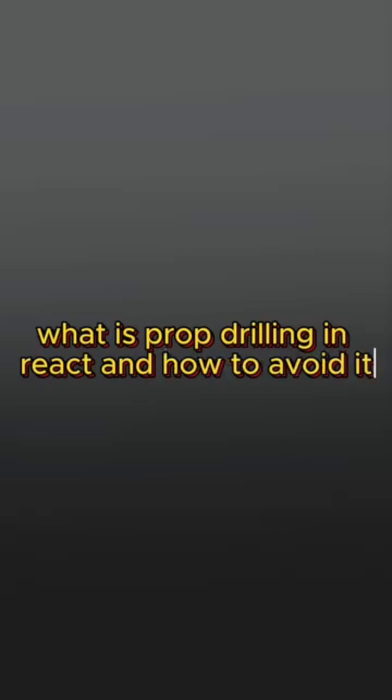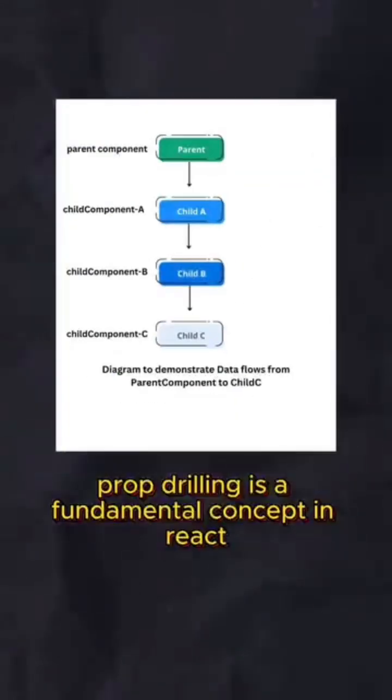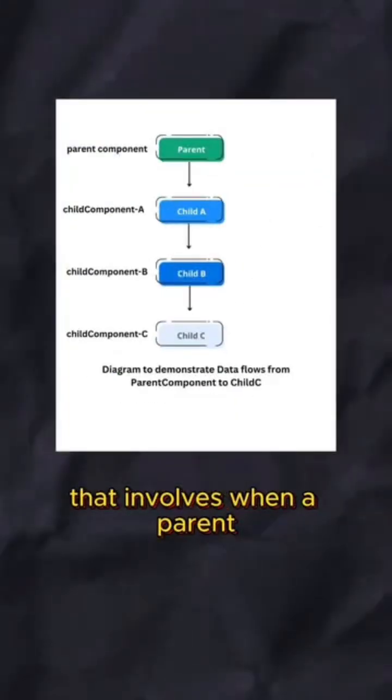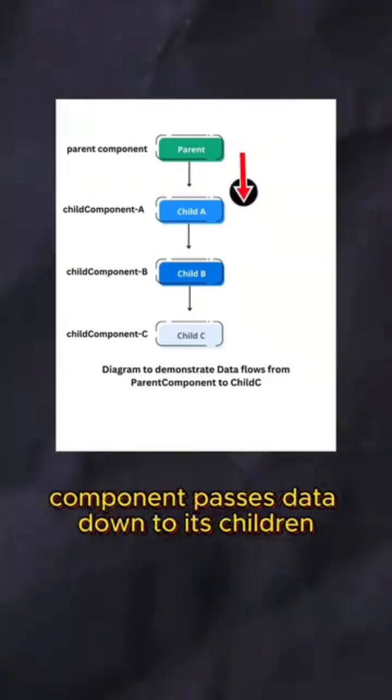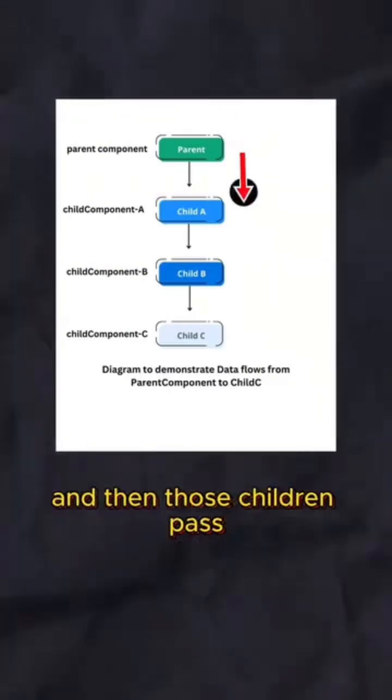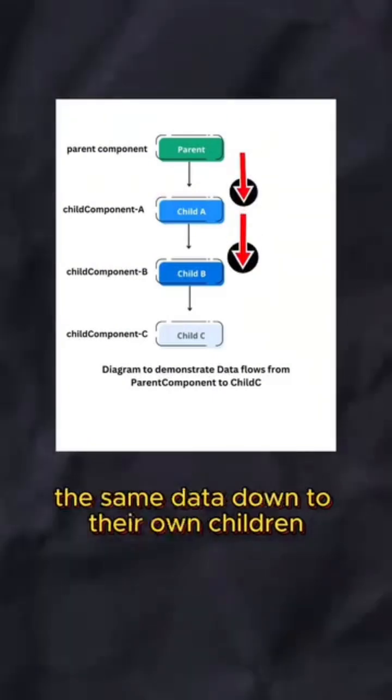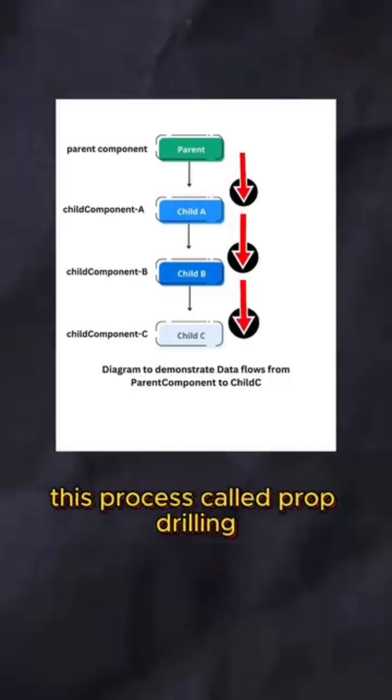React's most asked interview question. Number 6. What is prop drilling in React, and how to avoid it? Answer. Prop drilling is a fundamental concept in React that involves a parent component passing data down to its children, and then those children passing the same data down to their own children. This process is called prop drilling.